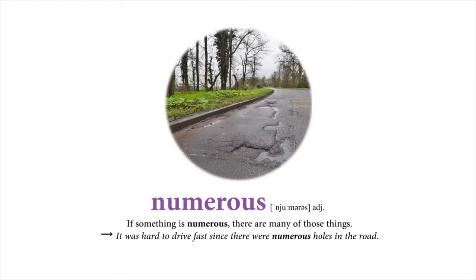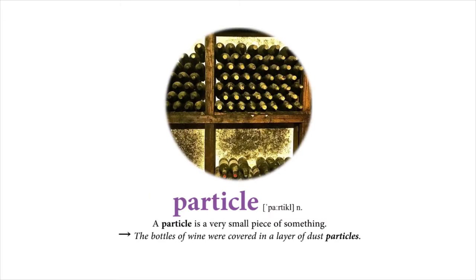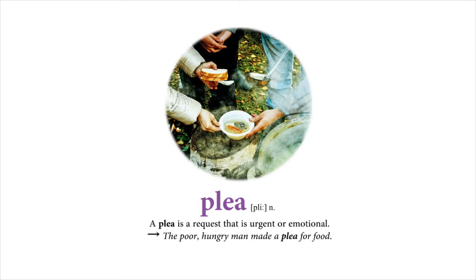Numerous. If something is numerous, there are many of those things. It was hard to drive fast since there were numerous holes in the road. Particle. A particle is a very small piece of something. The bottles of wine were covered in a layer of dust particles. Plea. A plea is a request that is urgent or emotional. The poor hungry man made a plea for food.